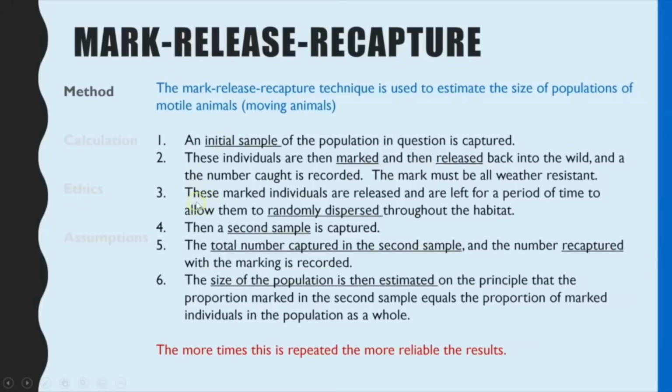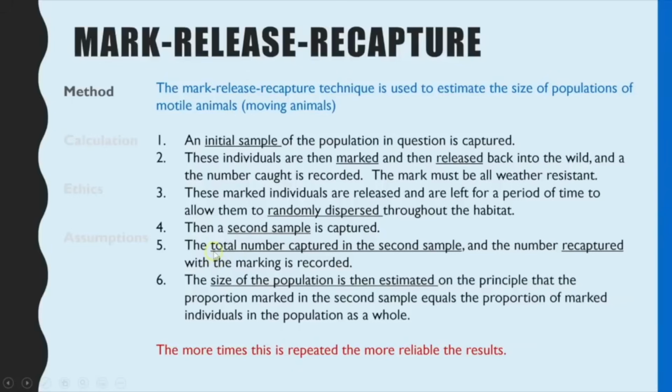The next step is you need to leave those animals that you've released for a long enough period of time so that they should be able to randomly disperse amongst their natural habitat. And that period of time will vary for each animal because it depends how quickly they move. Once you've left them for that period of time, you then set the traps up again and you capture a second sample. This time though, you don't mark any individuals. We are just recapturing, and you will need to collect certain data.